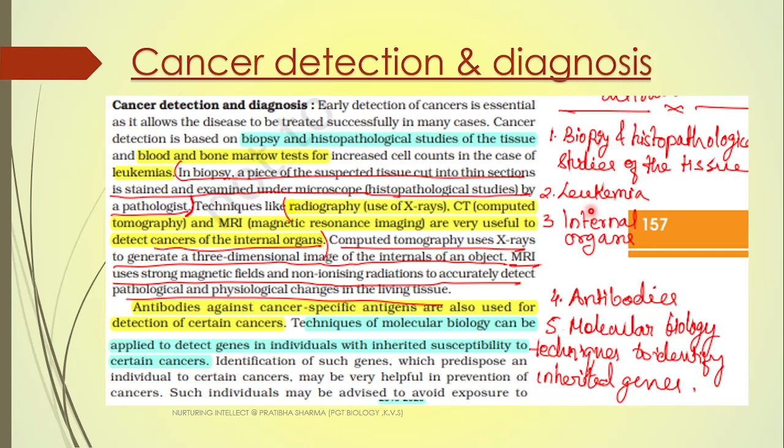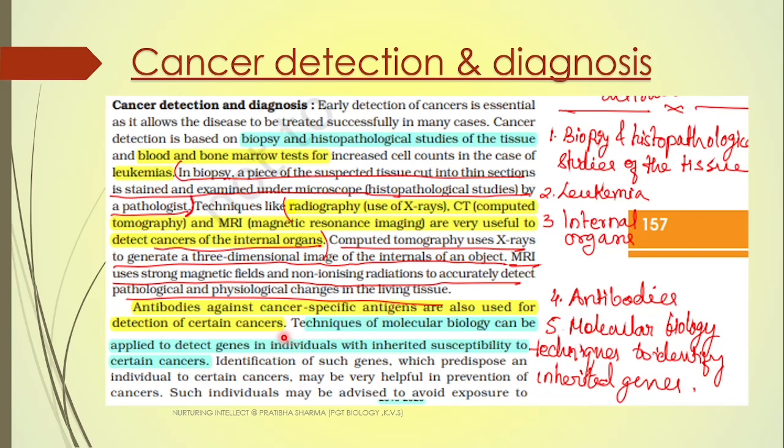Now, if the cancer is of blood, that is leukemia, in that case, we perform blood and bone marrow tests to detect such cancer. Cancer of internal organs is detected with the help of X-ray, CT scan and MRI scan. In CT scan, we use X-rays to produce a 3-dimensional image of internal organs, and in MRI scan, strong magnetic fields and non-ionizing radiations are used to detect the pathological and physiological changes which have taken place in the tissue of an organ.